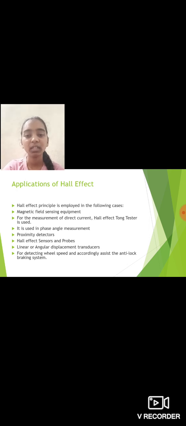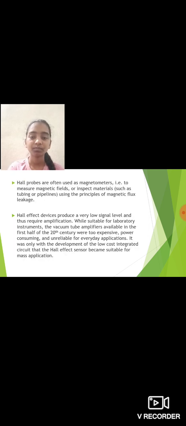Applications of the Hall effect. The Hall effect principle is employed in the following cases: magnetic field sensing equipment, for the measurement of direct current, the Hall effect tongue teaser is used. It is used in phase angle measurement, proximity detectors, Hall effect sensors and probes, and linear or angular displacement transducers for detecting wheel speed and accordingly assisting the anti-lock braking system.